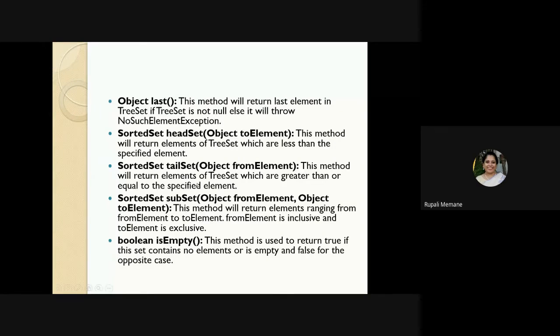In that case, I can use a sorted set head set, wherein I want all the numbers before 30. So I can put a clause here: object to element and object from element. So I can create a head set and I can create a tail set. Clear? So these two methods we can use when we have to use the tree set, when we have to create a subset from that.